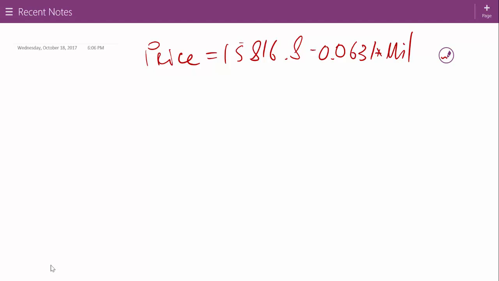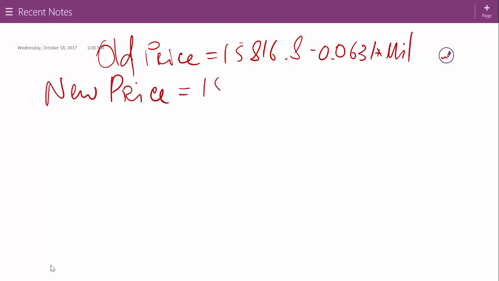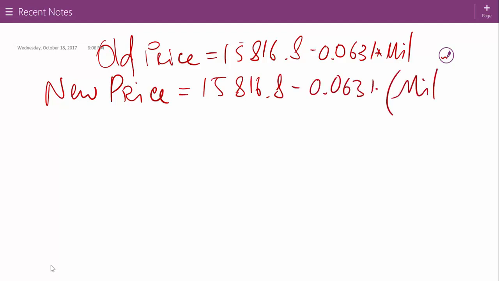Suppose I take a car with a certain mileage on it and I drive it an extra mile. What's going to happen to the value of this car? Go up or go down? Go down, right? It's getting more used. By how much? This is my old price before I drove the car. The new price after one extra mile put on it is going to be the same equation, 15,816.8 minus 0.0631 times my new mileage, which is whatever it was before, plus 1.